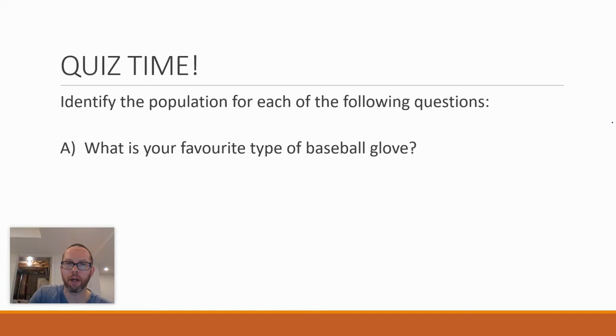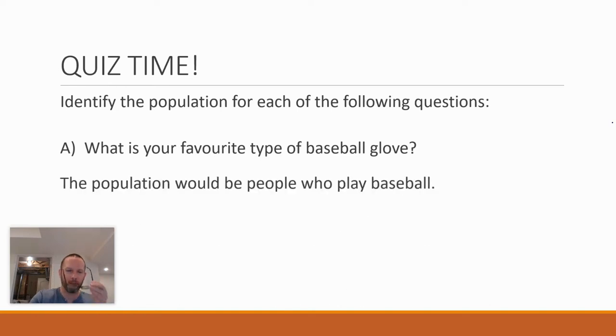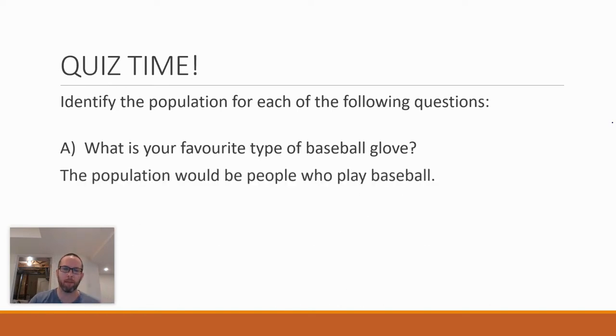All right, so this isn't on your sheet. You just follow along here and just think about what pops into your mind. Little quiz on how we did today. So these first 2 or 3, I just want you to identify the population that you would have for the study. If I was interested in finding people's favorite type of baseball glove, Spalding, Rawlings, whatever, what would the population be? For this one, the population would be people who play baseball.